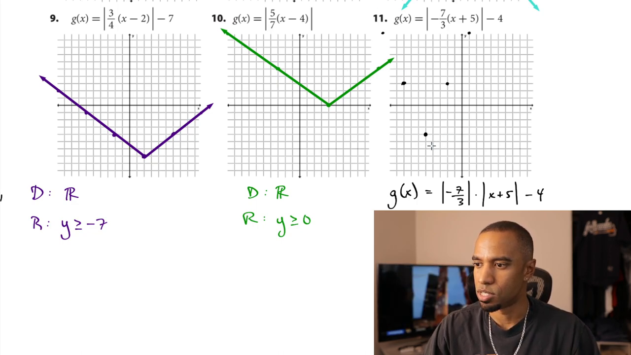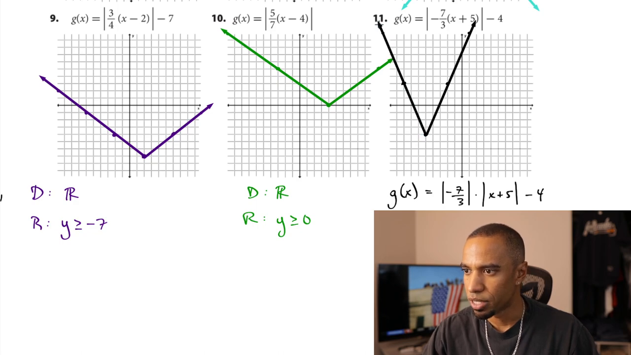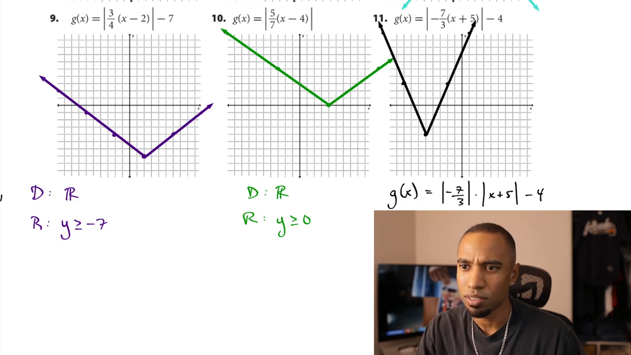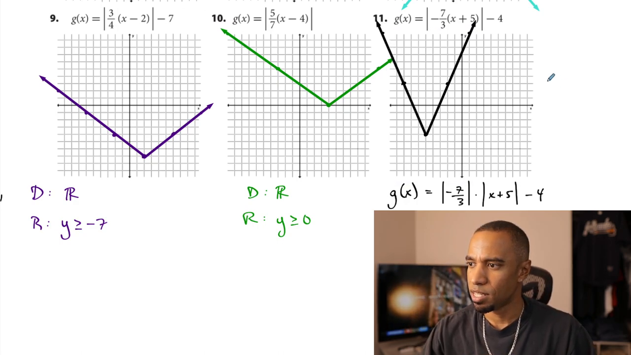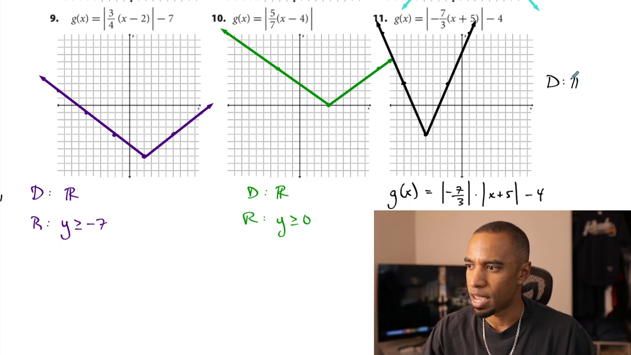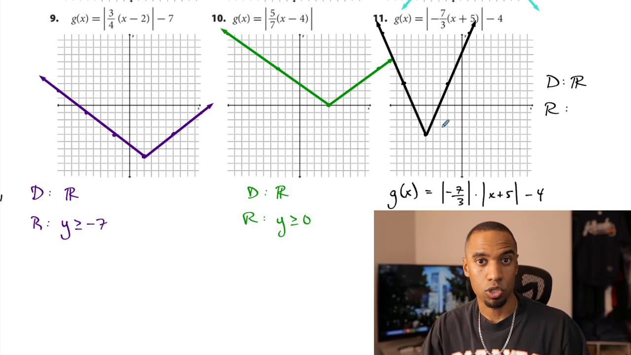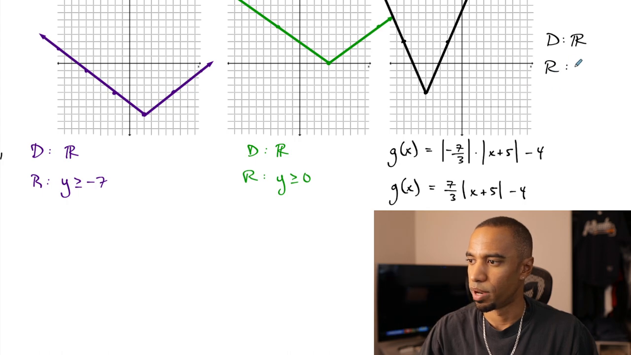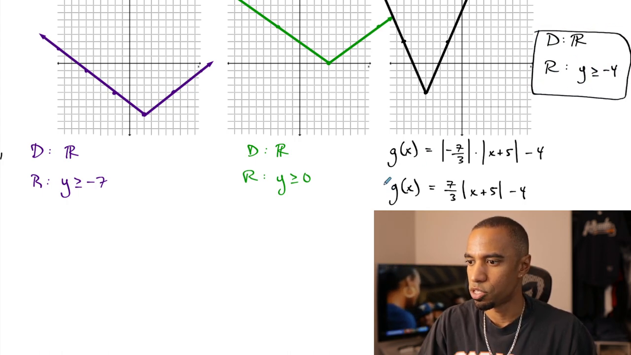Here comes the graph. Arrows, please, so that the domain really makes sense with what we're talking about. Is that symmetrical? I guess I could bend it a little bit more. All right. The domain here, all real numbers, and the range, y is greater than or equal to negative 4. There's the domain and range. There's that equation.